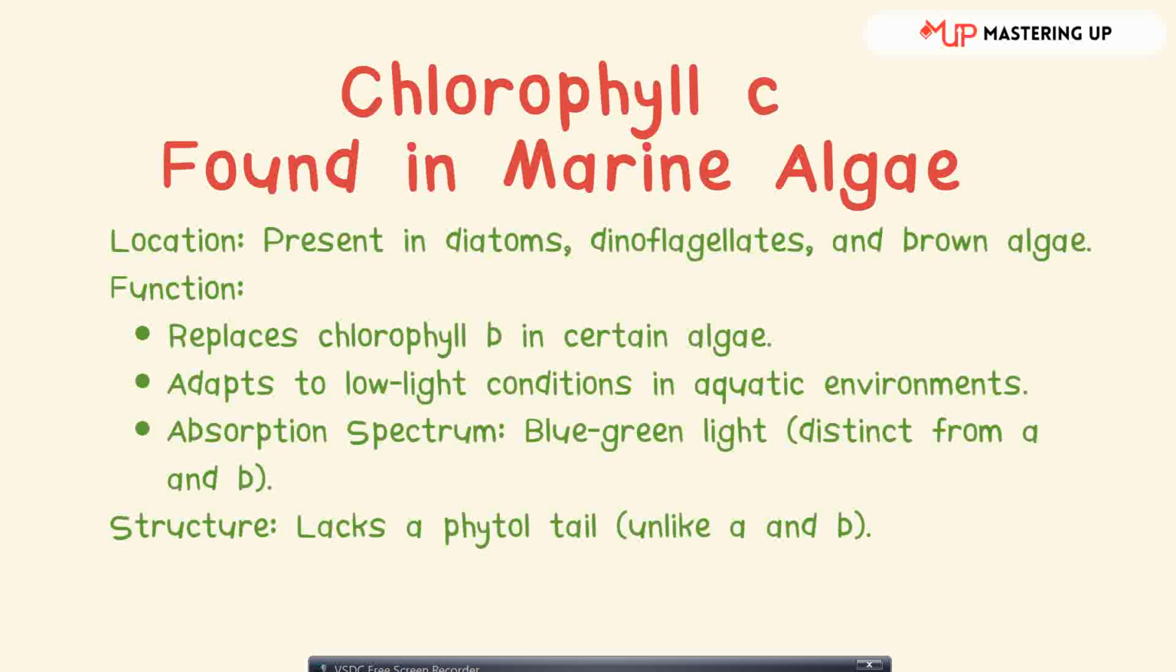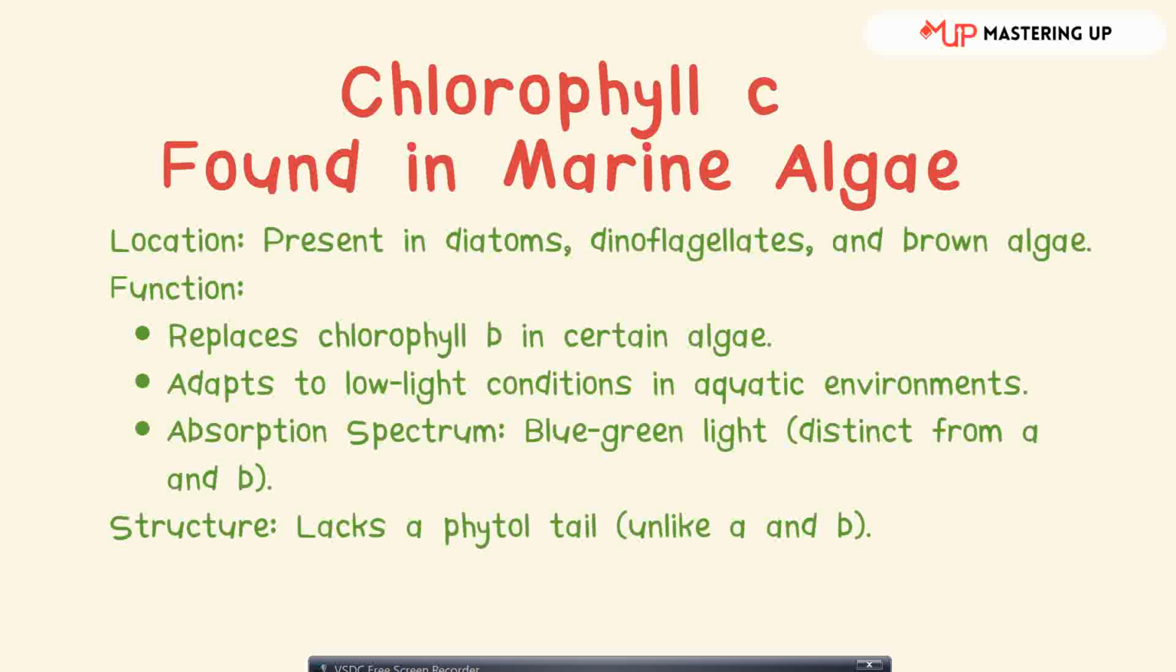Now chlorophyll C, it is found in marine algae. Okay, so this chlorophyll C, it is present in the marine aquatic system. Location: present in diatoms, dinoflagellates and brown algae. These are the algae present in the marine environment. They thrive in the marine environment.